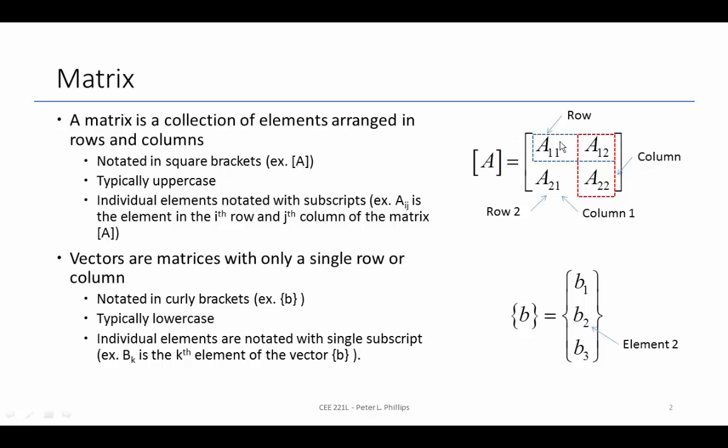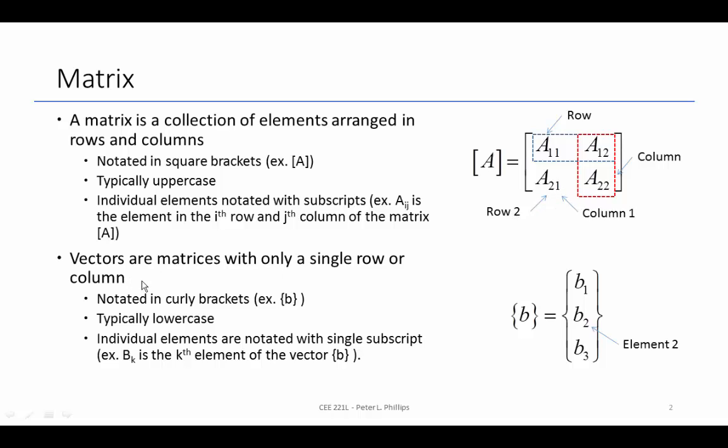The individual elements inside of a matrix are notated with subscripts. So for a matrix there's two subscripts, i and j. The first is the row number and the second is the column number. So for instance, A21 can be found in row 2, column 1.